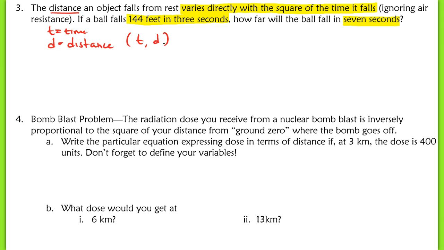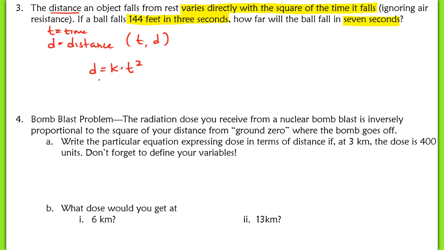Now, the fact that they tell you directly how it varies helps you a lot too. Distance varies directly with the square of time. So we have distance varying directly, so I have some constant k, with the square of time, so t squared. So this is the general equation.